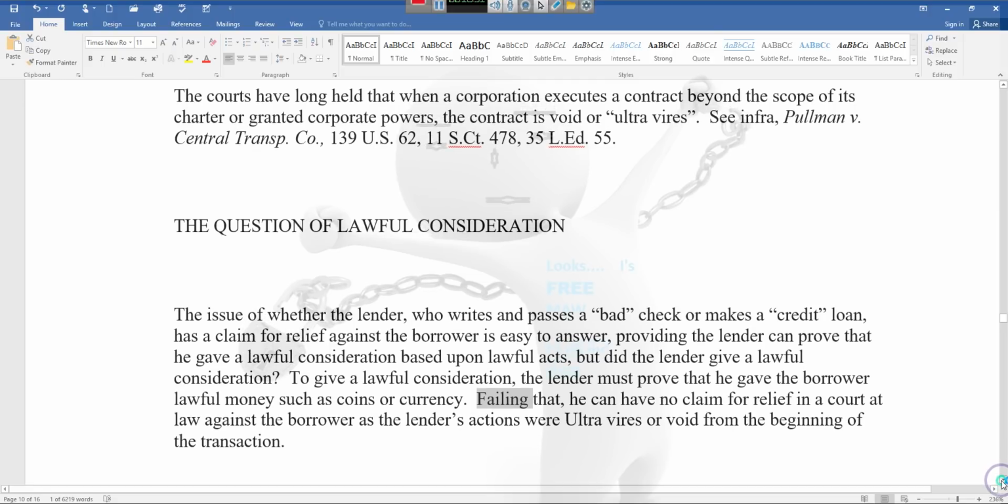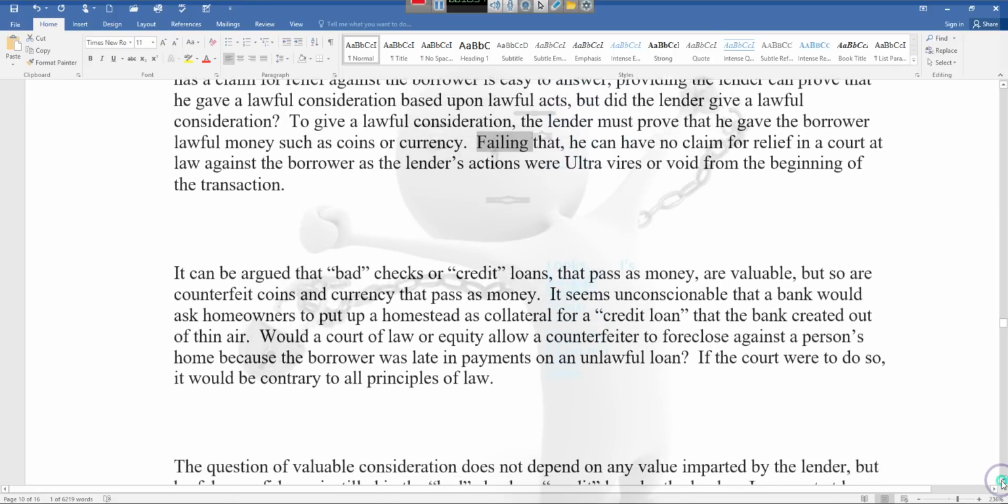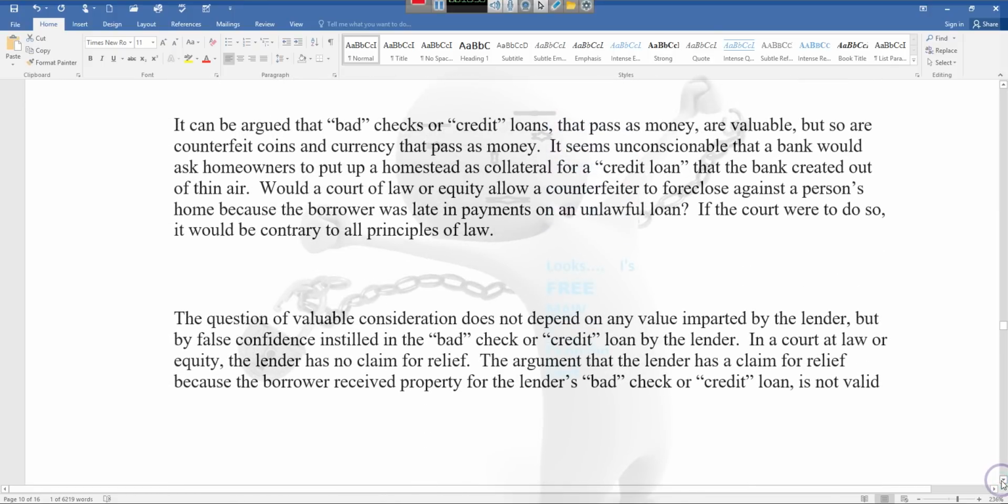Why? Are you telling us that the act does not allow them to do that? It can be argued that bad checks or credit loans that pass as money are valuable, but so are counterfeit coins and currency that pass as money. See, the argument is flawed.